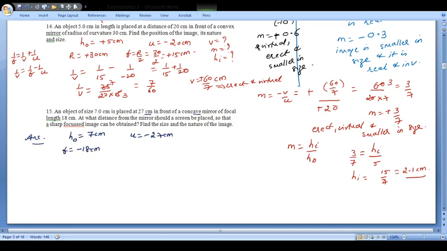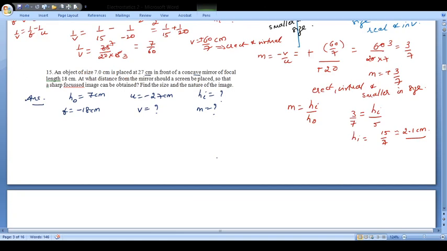At what distance from the mirror should the screen be placed? So basically they are asking you v, so that a sharp image is obtained. You have to find the size. The size of the image is unknown, and for nature we can calculate m. So let's try to see how we will be doing it.